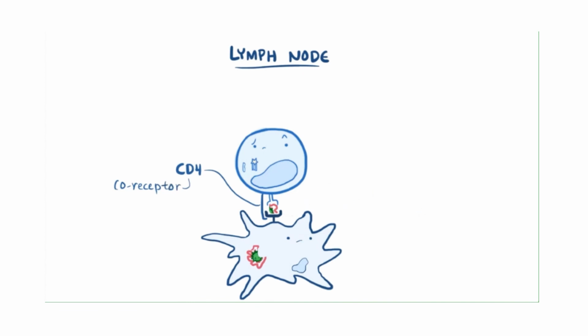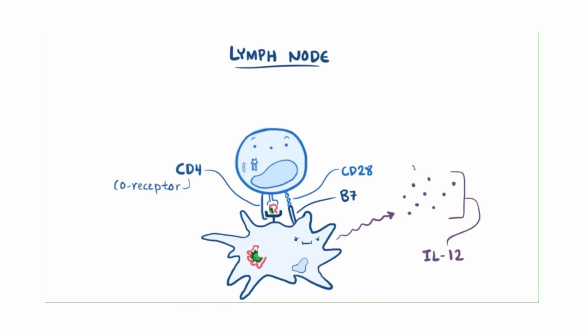At this point, the CD4 positive or helper T cell will also express a CD28 protein, which will bind to the B7 protein on the surface of the dendritic cell. Once it binds to the T cell receptor and the CD28 protein, the dendritic cell releases interleukin 12, a cytokine that tells the naive CD4 positive T cell to mature and differentiate into a type 1 helper T cell, or a Th1 cell, a sort of coming of age moment.